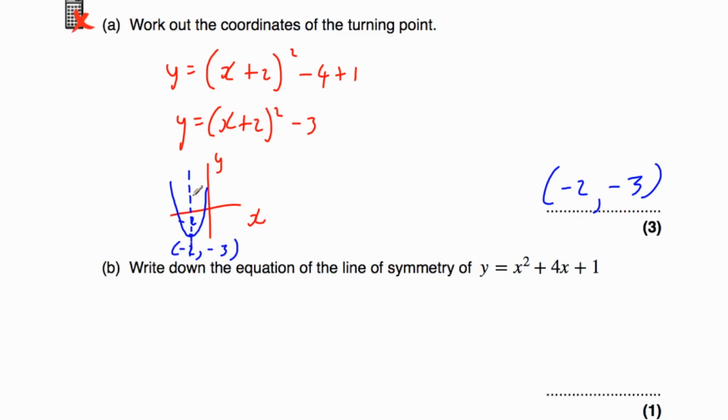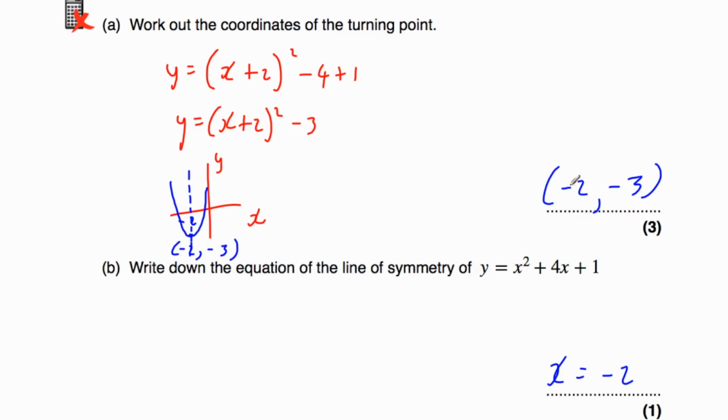So it's going to be a vertical line that goes straight through negative 2 on the x-axis. Now that line will have an equation, because it's a vertical line, it'll be in the form x equals, because all of them have the same x coordinate, and it passes through negative 2 on the x-axis, so the equation of that line of symmetry would be x equals negative 2.